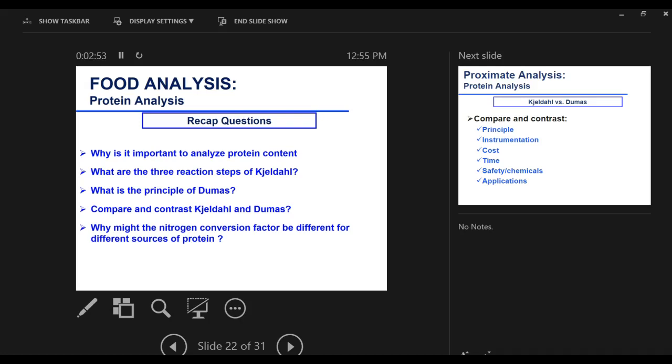What are the three reaction steps of Kjeldahl? Told you guys you'd have to memorize this. I wasn't wrong. First is digestion, second is neutralization and distillation, and third is titration.